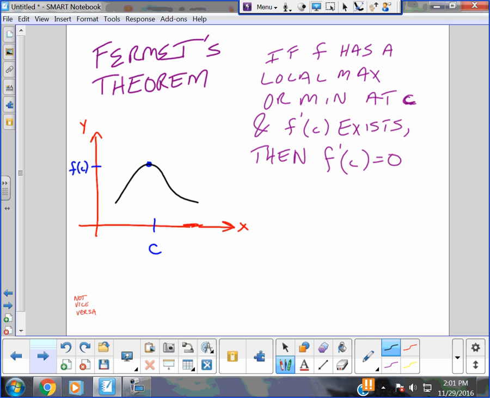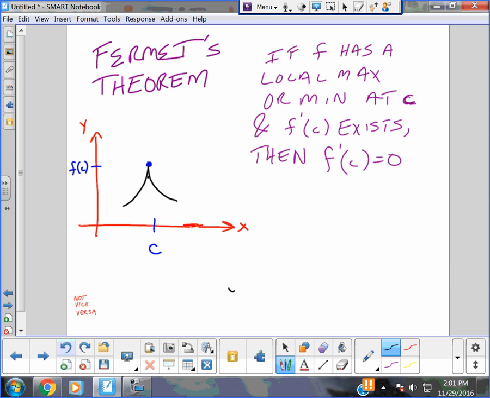If I draw a max in, there's a local max, right? Does the derivative exist? Yeah. Guess what? It's 0. If I take it away, min, 0. Now the problem is, does f prime of c exist here? In this case, for the graph I just drew, f prime of c DNE, does not exist. All right? Is it still a local max?